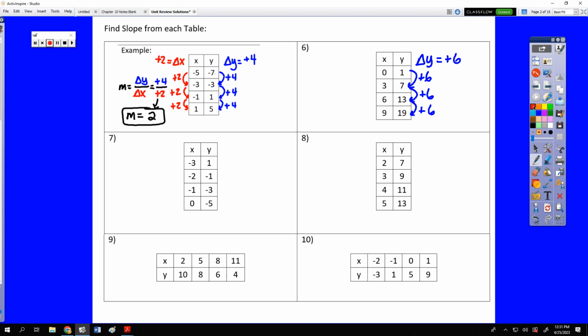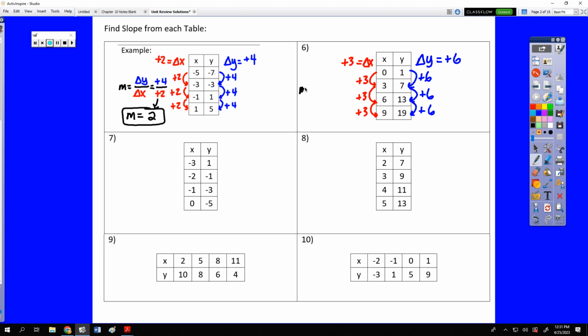We do the same thing for the x column. To get from 0 to 3, we need to add 3. To get from 3 to 6, we need to add 3. To get from 6 to 9, we need to add 3. That is our change in x, which is positive 3.